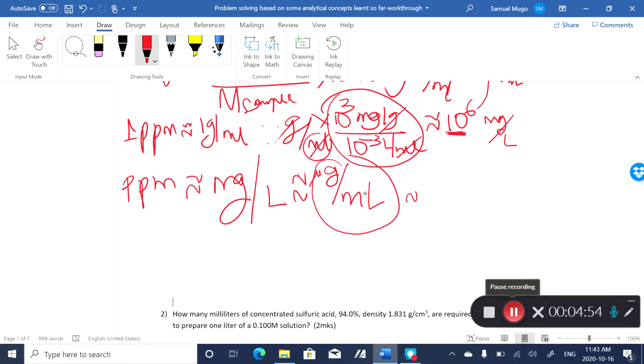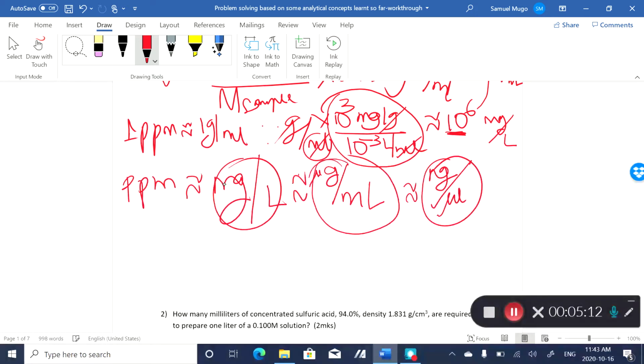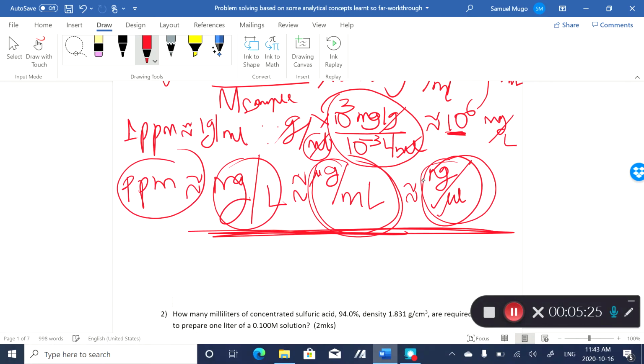And equivalently, I can multiply the top by another 1,000, and that becomes nanogram, and then the bottom by 1,000, and it becomes microliters. And so again, ppm is equal to milligrams per liter, which is equal to microgram per mL, and it's equal to nanogram per microliter. I hope that's clear. And so anytime you see these relationships, they are referring to exactly the same thing.